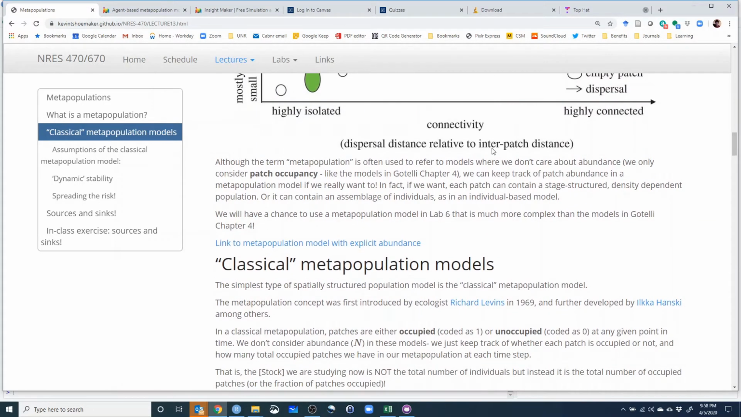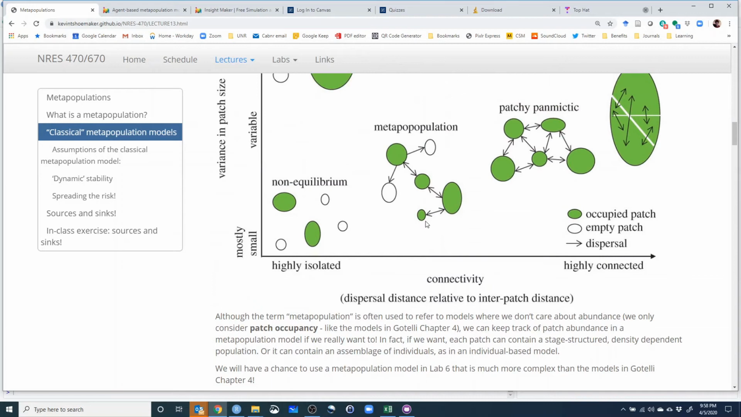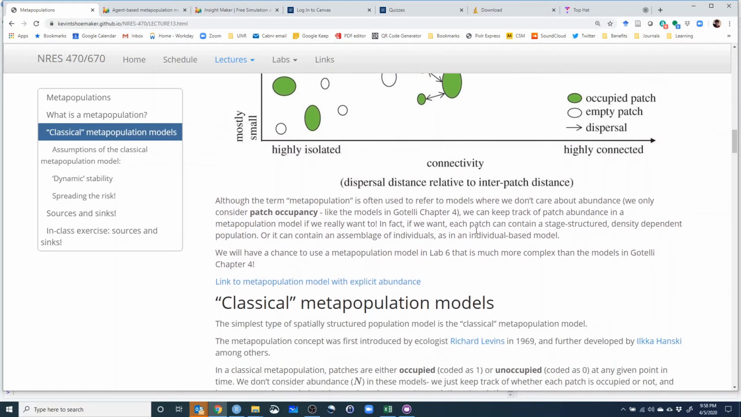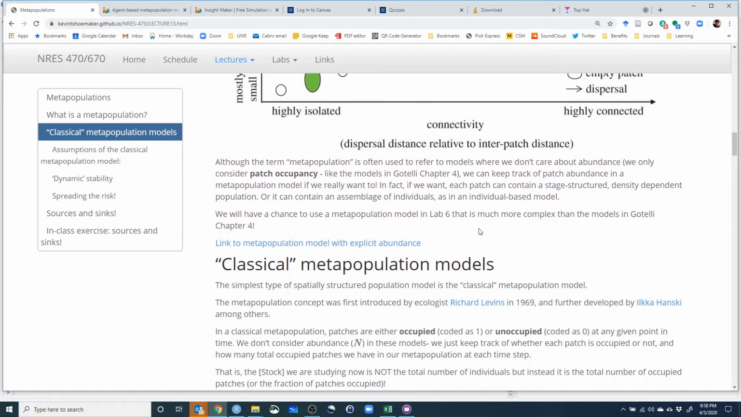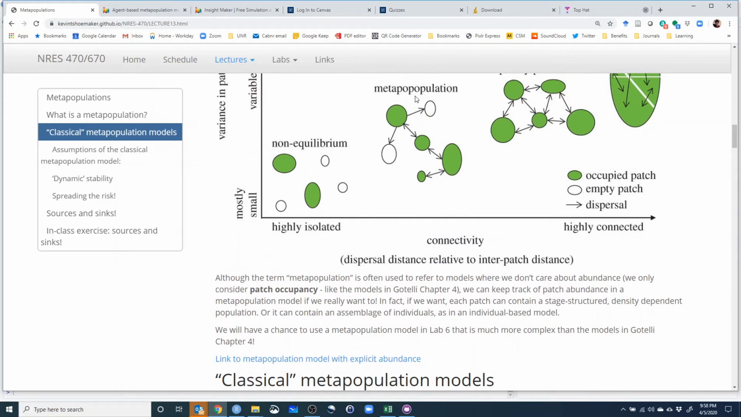All right. Although the term metapopulation is often used to refer to models where we don't care about abundance, that is, we're only keeping track of the fraction of occupied sites, like the Gatelli chapter, in many models we may want to keep track of the total abundance of individuals in each patch, and that's perfectly acceptable. We know how to do that because we've done population modeling enough. We'll see an example of that in the next lab, which will start on Friday, where we can actually model the abundance in each patch as well as the fraction of patches occupied.